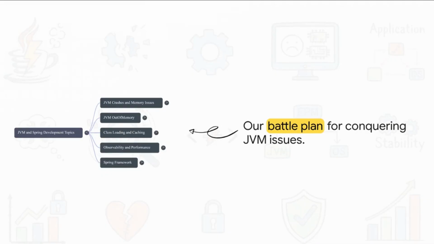To actually conquer these high-stakes failures and get to that holy grail of perfect application stability, we have to realize something absolutely crucial. These issues are deeply interconnected. It's like a giant puzzle.